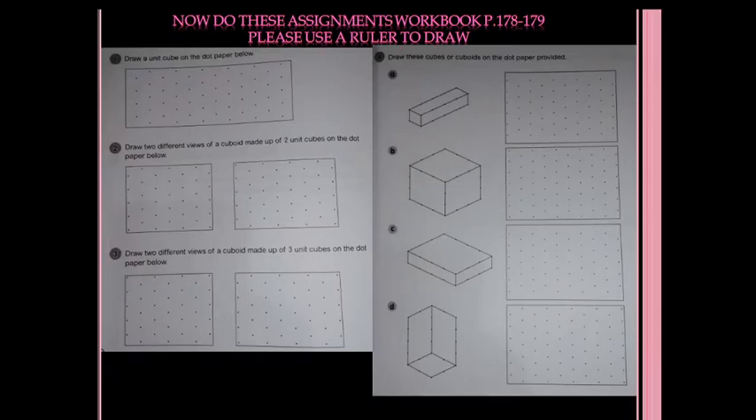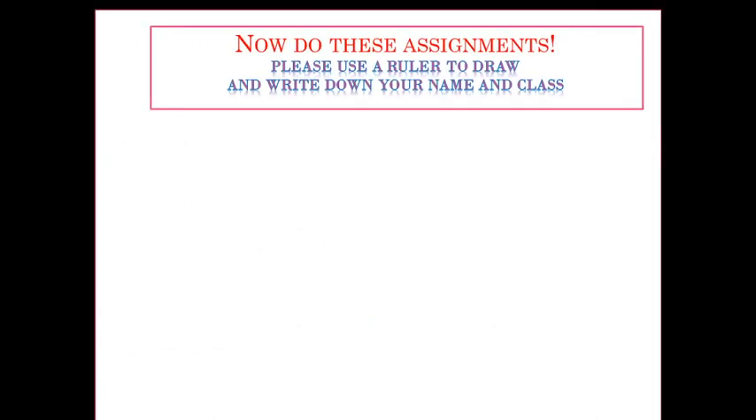Now do these assignments from your workbook, page 178 and 179. Please use a ruler to draw number 1, 2, 3, 4, A, B, C, D. And then if you have drawn them, please submit it to me. Okay, now do this assignment. Please use a ruler to draw and write down your name and class on the top right corner so that I know that it is yours.